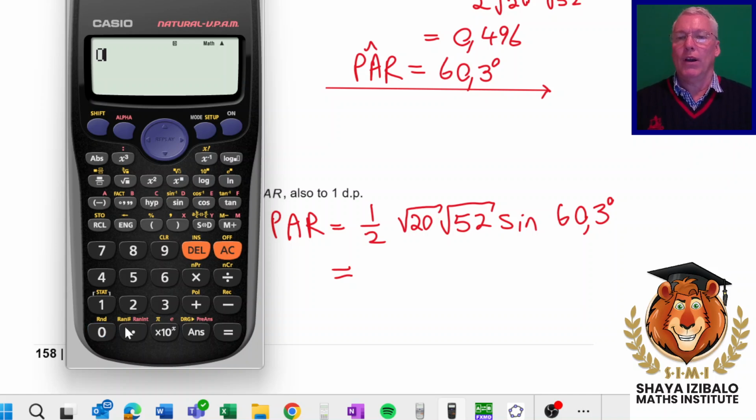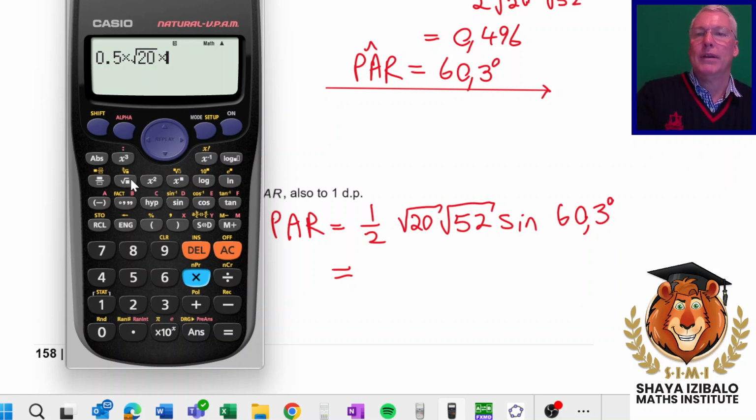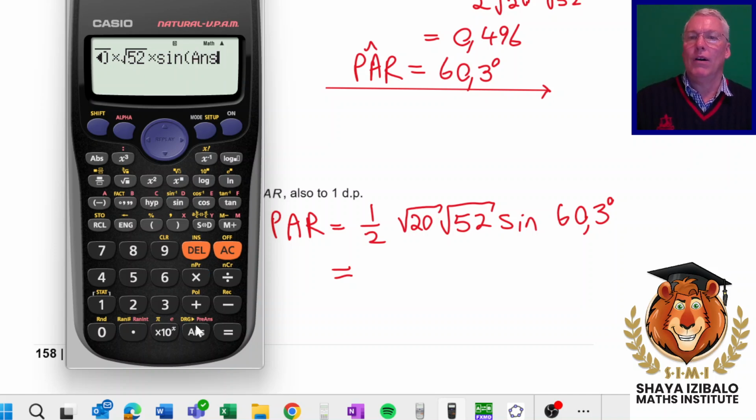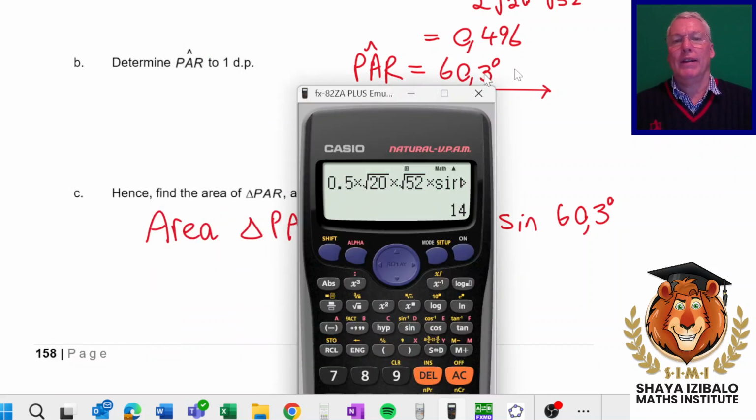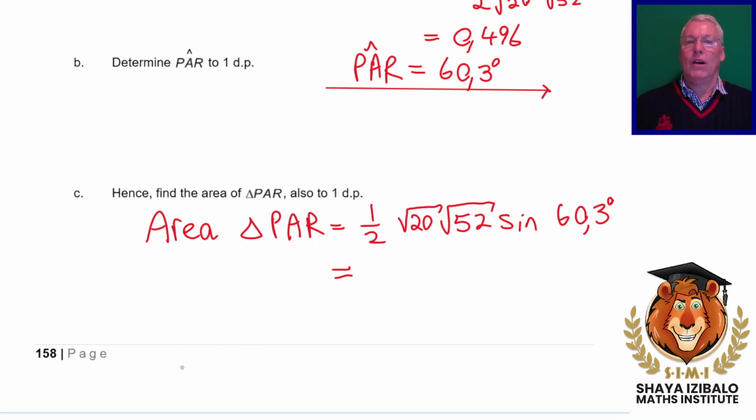We're going to go half, 0.5, times the square root of 20 times the square root of 52 times the sine of our answer. Right, and we press equals and we get 14. All right, so 14 is the area of that triangle.